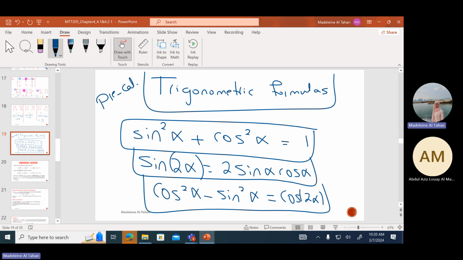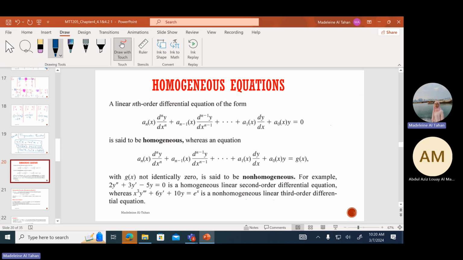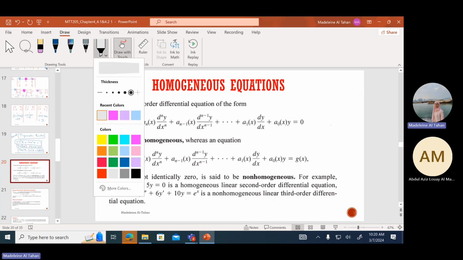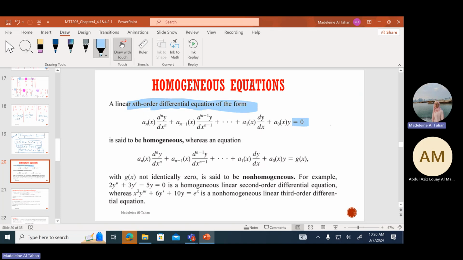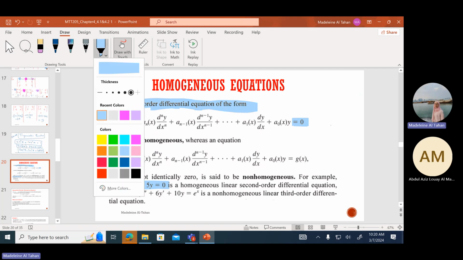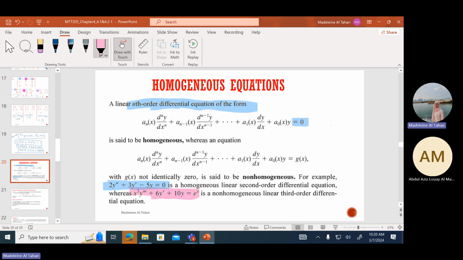Do we have any questions? Is it okay? Okay. Now, an nth order linear differential equation is homogeneous when the function after the equal sign should be what? 0. Okay. If the function is not 0, what do we call it? Not homogeneous. For example, this one, what can we consider it? Homogeneous or not? Okay. This one is not homogeneous.